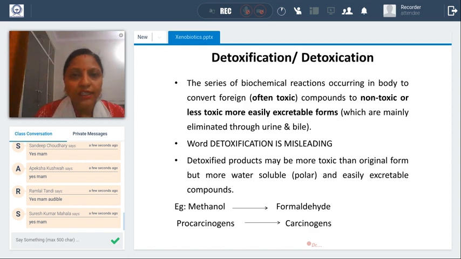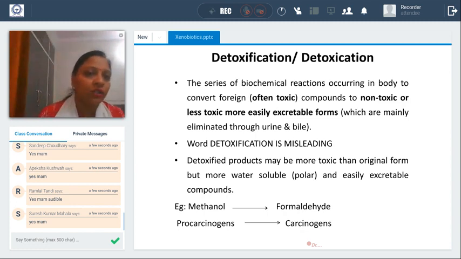Next, what is detoxification? Detoxification is a series of biochemical reactions occurring to convert foreign, often toxic compounds to non-toxic or less toxic, more easily excretable forms, which are mainly eliminated through urine and bile. So the various series of biochemical reactions occurring in the body which convert foreign compounds to non-toxic or less toxic excretable forms is called detoxification.